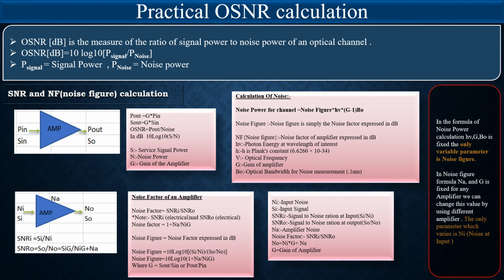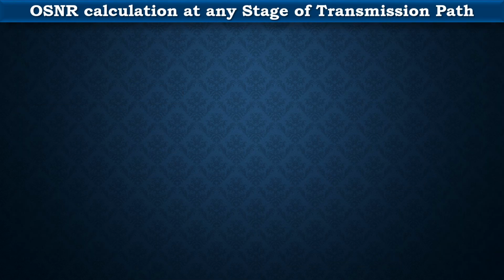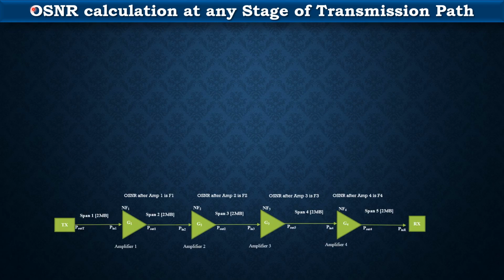So this is all about the calculation. Now we will see the OSNR calculation at any stage of the transmission path. You can see the diagram here, with the transmission direction from TX to RX. These are amplifiers 1, 2, 3, 4. Here four amplifiers are used. This is span 1, span 2, span 3, span 4, span 5. The span loss is fixed; I have kept it fixed for all the spans.